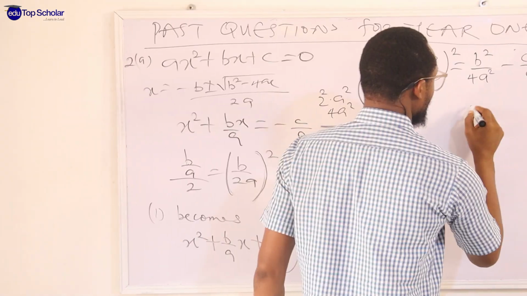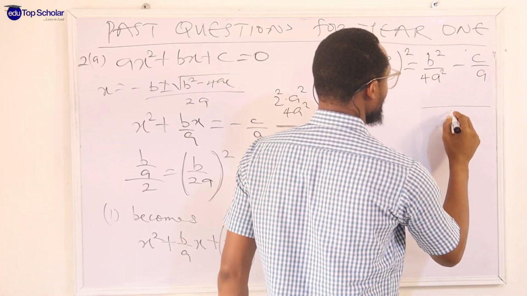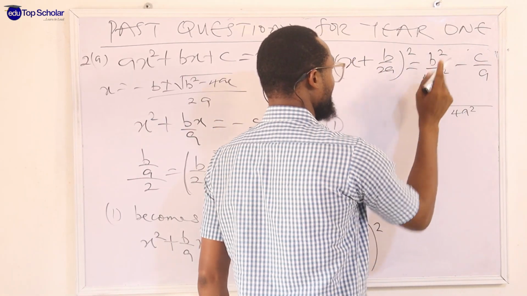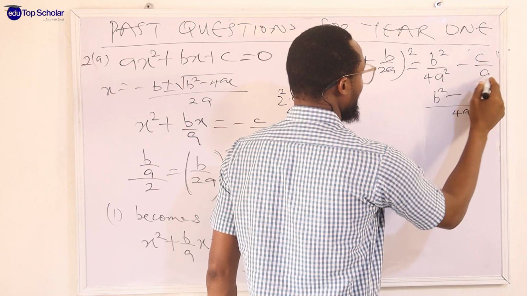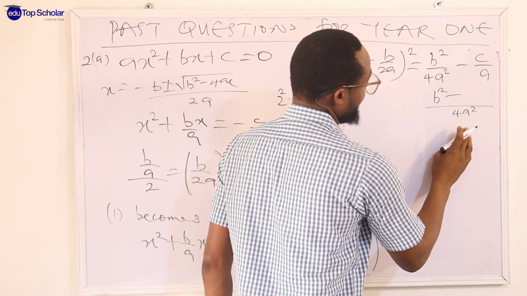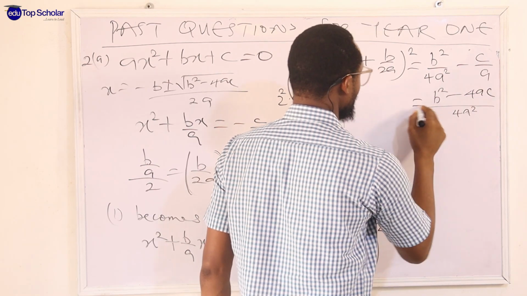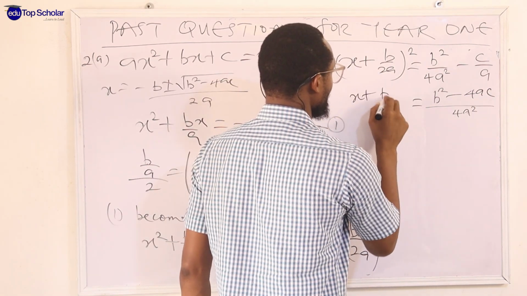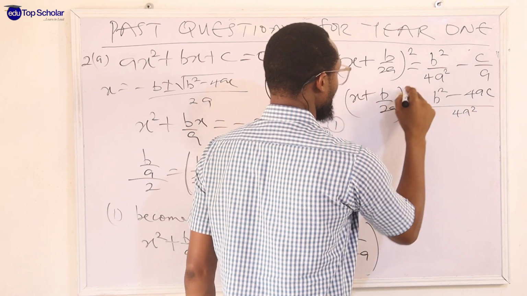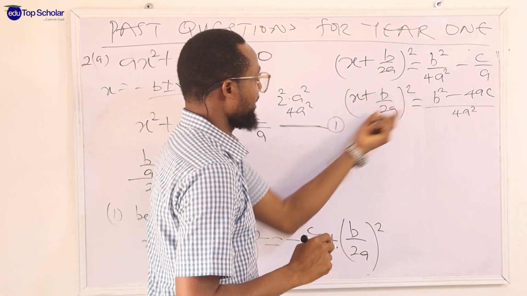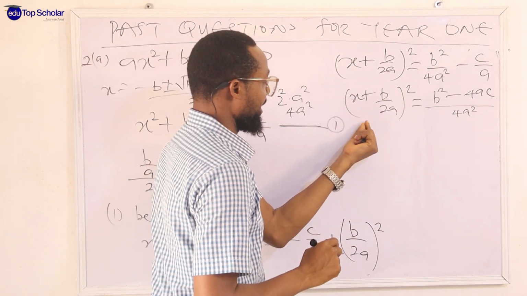I can take the LCM as 4a squared. Here we have 1 by b squared, we have b squared minus a here, that will be 4a by c, we have 4ac. All this one equal to x plus b over 2a whole square. And I am going to x anyway, so everything around x, I'll be reducing it until I get to x.